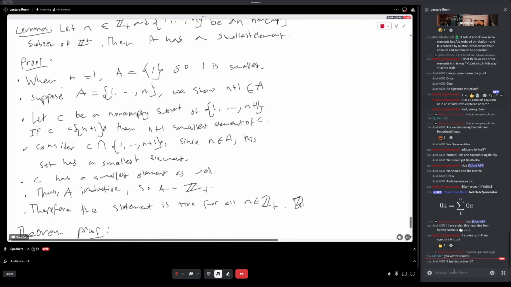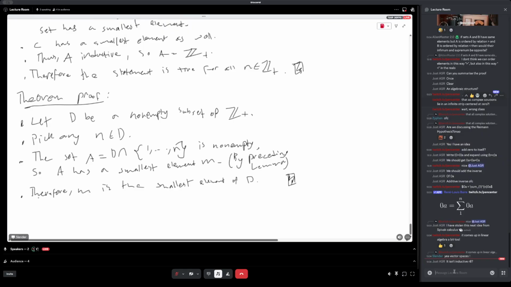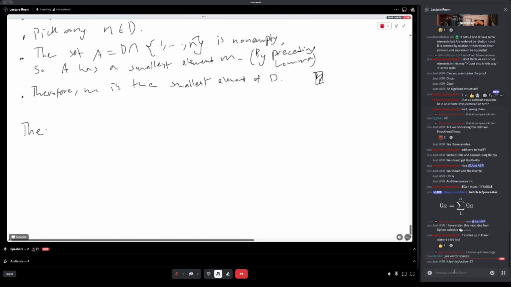So we proved it by induction. We assumed it's true for n equals 1. Then we assumed it's true for n. Then we showed that it's true for n plus 1. So that's the well ordering principle. And the final proof we have today is the strong induction principle.